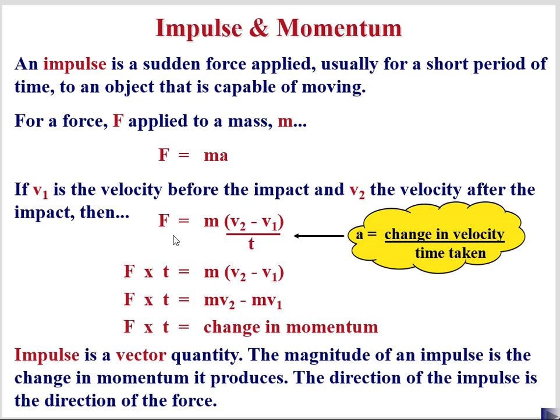If we multiply through by t, then we get F times t equals m(v2 minus v1). Expand out the brackets, F times t equals mv2 minus mv1, and this is just the change in momentum. This is the momentum after the impact, and this is the momentum before the impact. Impulse is a vector quantity, just like momentum. The magnitude of an impulse is the change in momentum it produces. The direction of the impulse is the direction of the force.